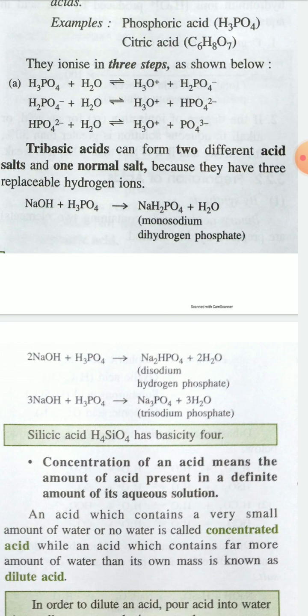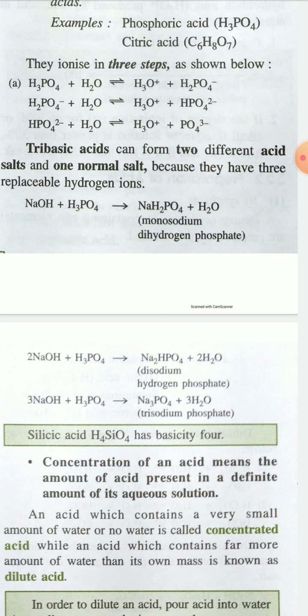And if three NaOH molecules combine with one phosphoric acid molecule, then all three hydrogen atoms will be released. Then the product formed is Na3PO4, trisodium phosphate, which is a neutral salt.